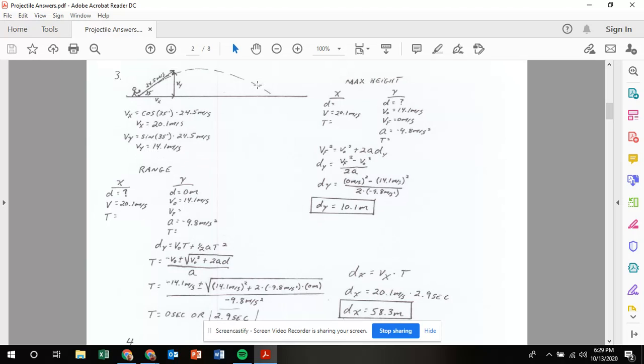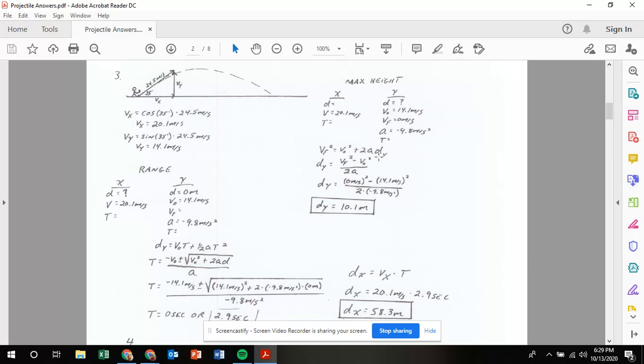If I solve for maximum height first, we could solve for range or maximum height. Doesn't matter which, but we will have to do them separately. If I solve for maximum height first, my velocity in the x is 20.1. My initial velocity is 14.1. I just found both of those. My final velocity in the y is 0 at the maximum height, and the acceleration, as always, is negative 9.8 meters per second squared. We're looking for d, so I can actually solve for that one right away. I don't need time to do it.